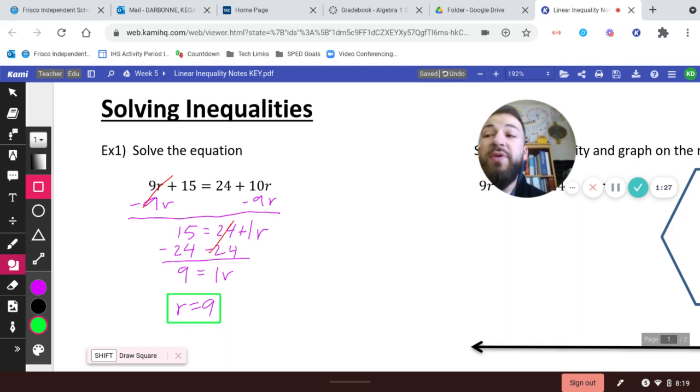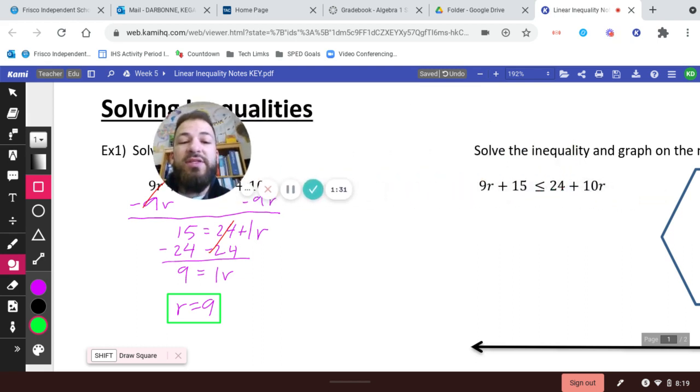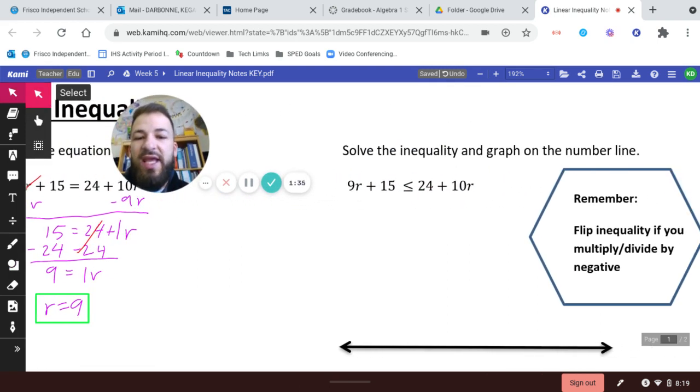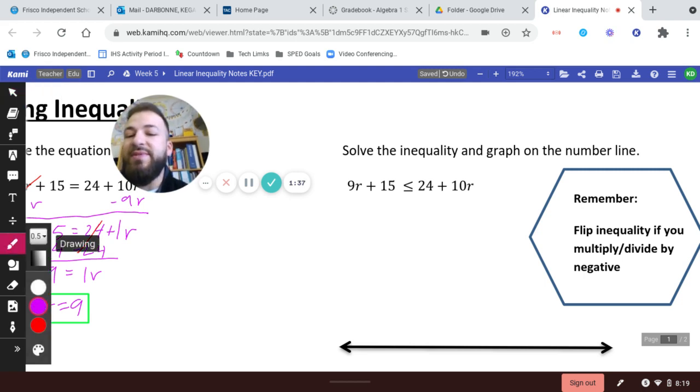Okay, so you should be pretty familiar with solving an equation. When we come over and we solve an inequality, it's the same exact equation, same exact steps. We're not going to switch anything up about how we work through this process. I want to go ahead and solve for r, but let's mix it up. This time, let's move my r to the other side. So instead, I'm going to subtract 10r from both sides.